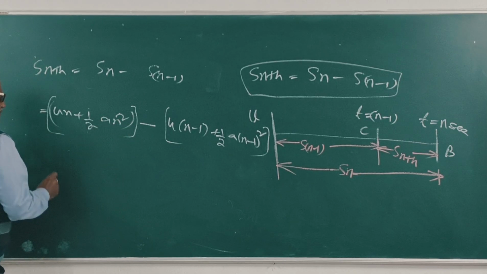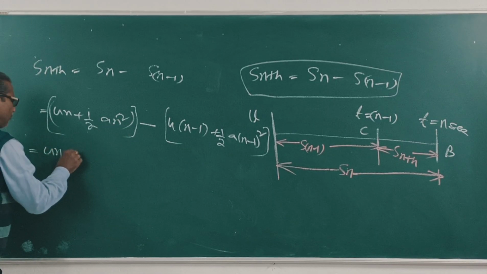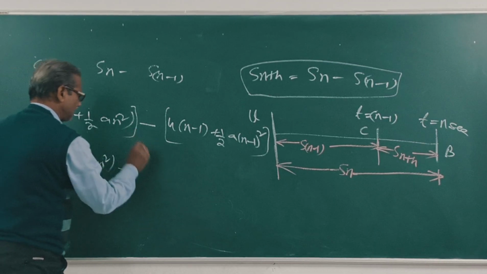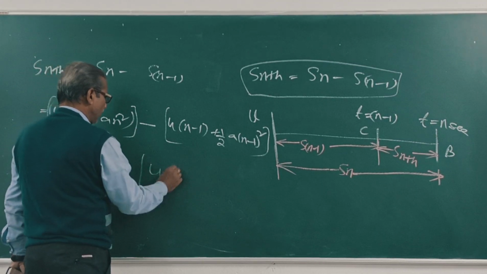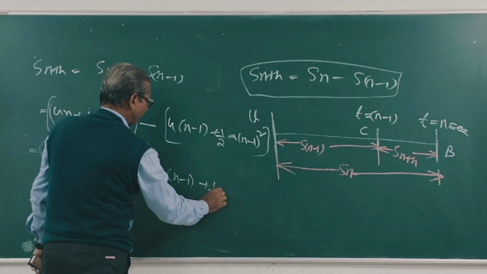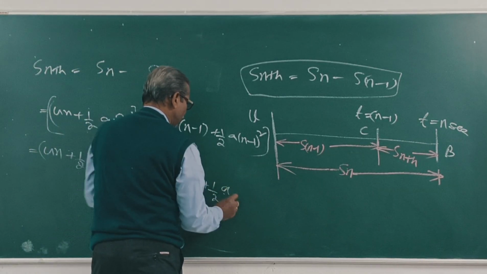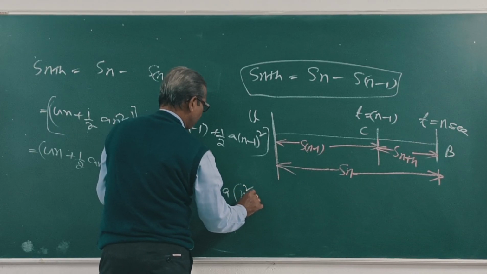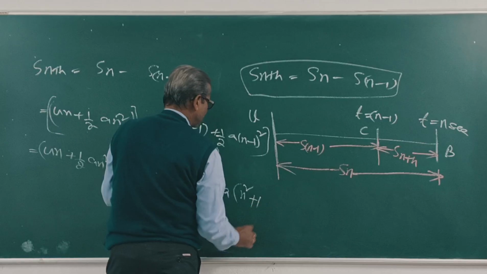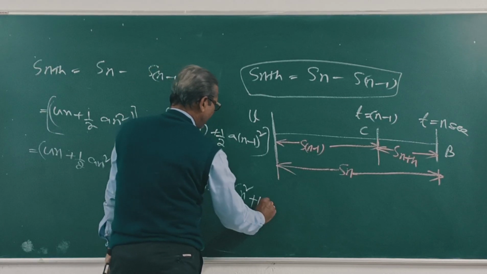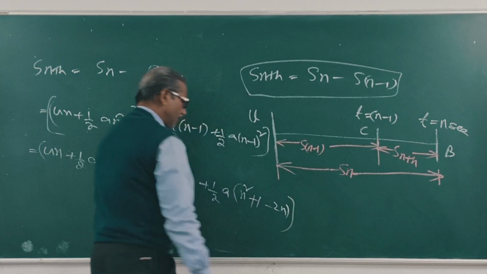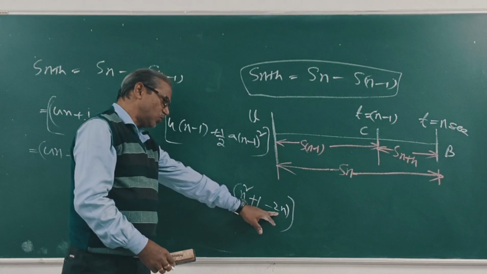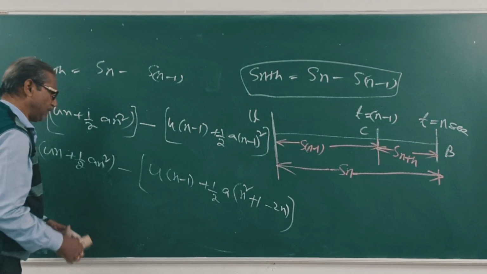Now, open this equation. Un plus half n square minus u n minus 1 plus half a into n square plus 1 minus 2n. A square plus b square minus 2ab. A square plus b square minus 2 into 1 into n. Clear? Now open the question.